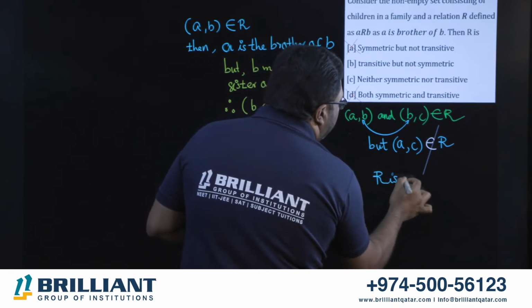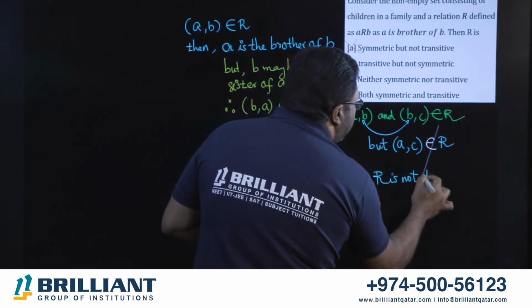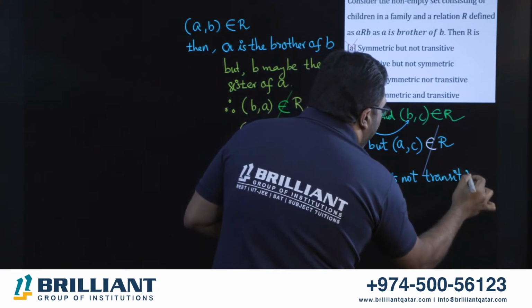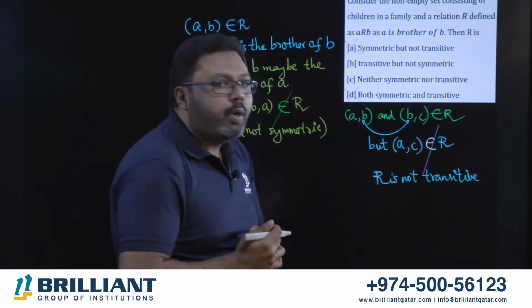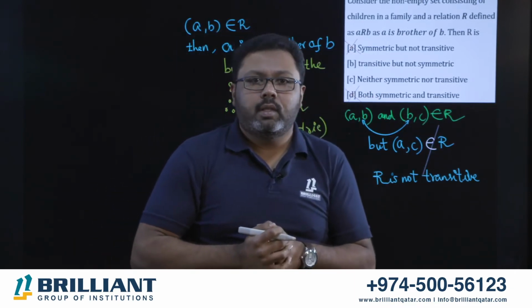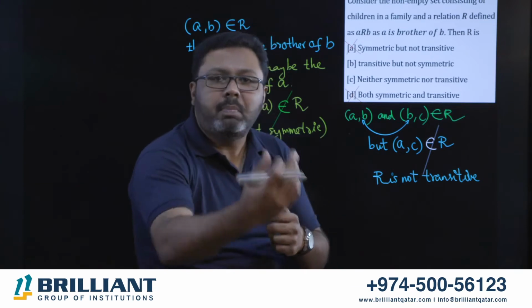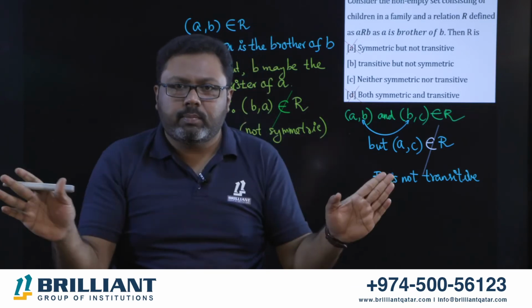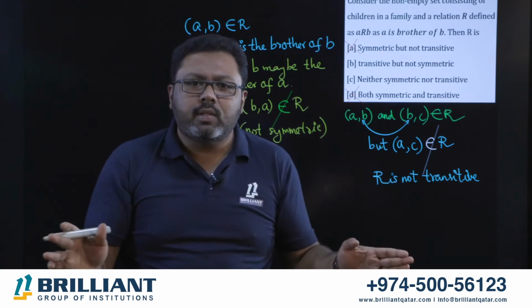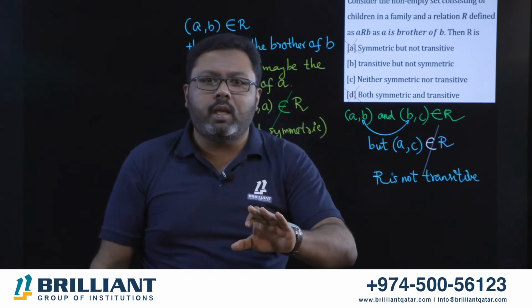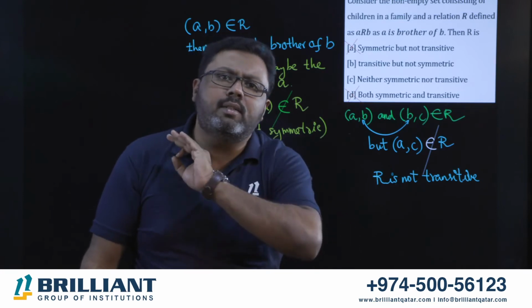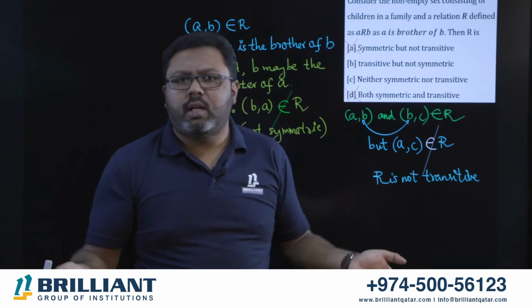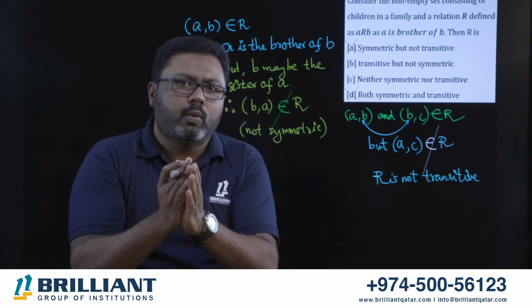R is not transitive. Try to understand this. This is the only case where the relation is not transitive: I have an AB, I have a BC, but I don't have an AC. Every other time, R is going to be transitive. This is the only case when R is not transitive. Try to understand, and keep in mind what I'm saying now.